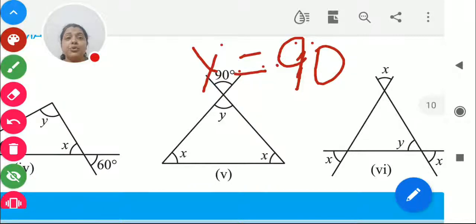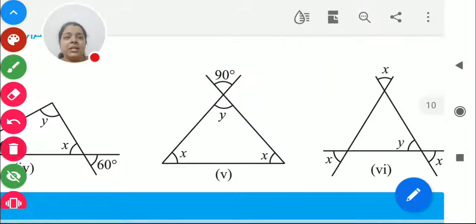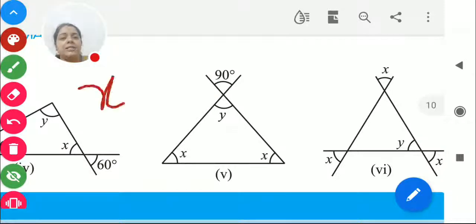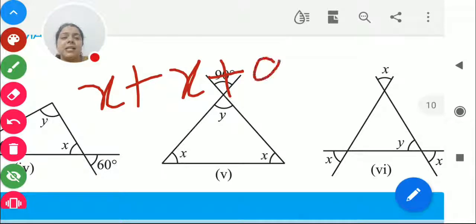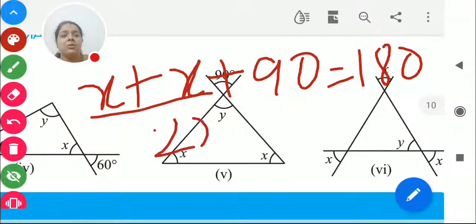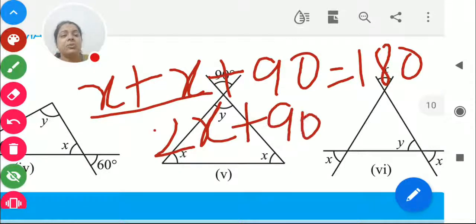Now we are coming to find out the rest of the angles. Here you see that the sum total of all the angles in a triangle is 180 degrees. So let's go for it. First, x plus x plus 90 degree is equal to 180 degree. Now how to do it? x plus x will be 2x. 2x plus 90 is equal to 180.